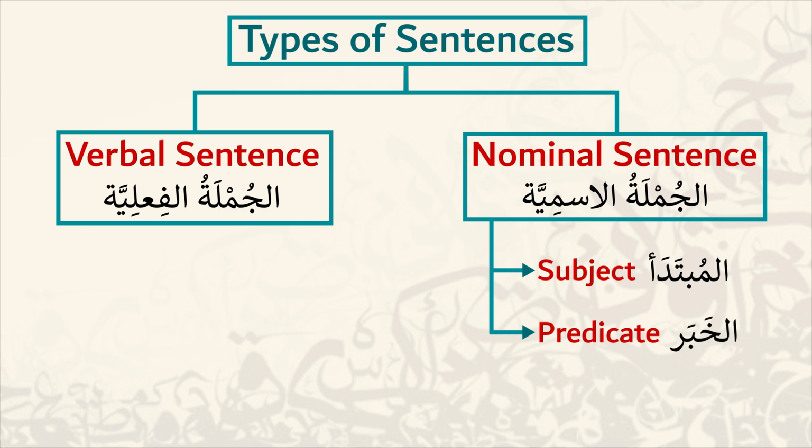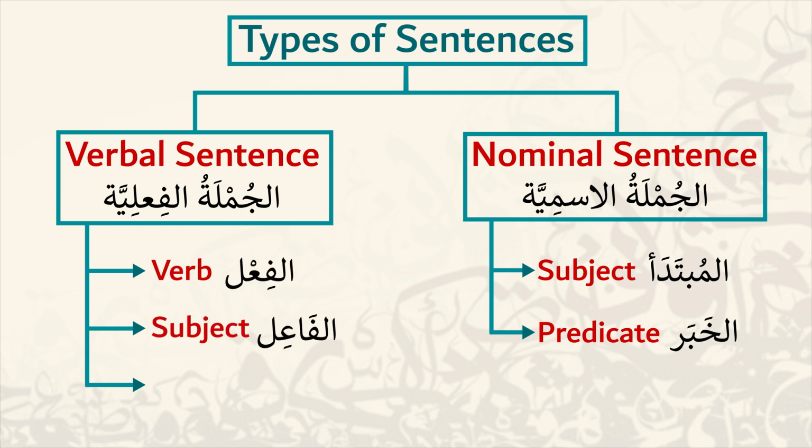On the other hand, a verbal sentence has three parts. Two of them are necessary for every verbal sentence. The verb, of course, الفعل, and the subject, الفاعل. The third part is not necessary for every verbal sentence. The object, المفعول به. Some verbs are satisfied with the subject only, and other verbs need an object.